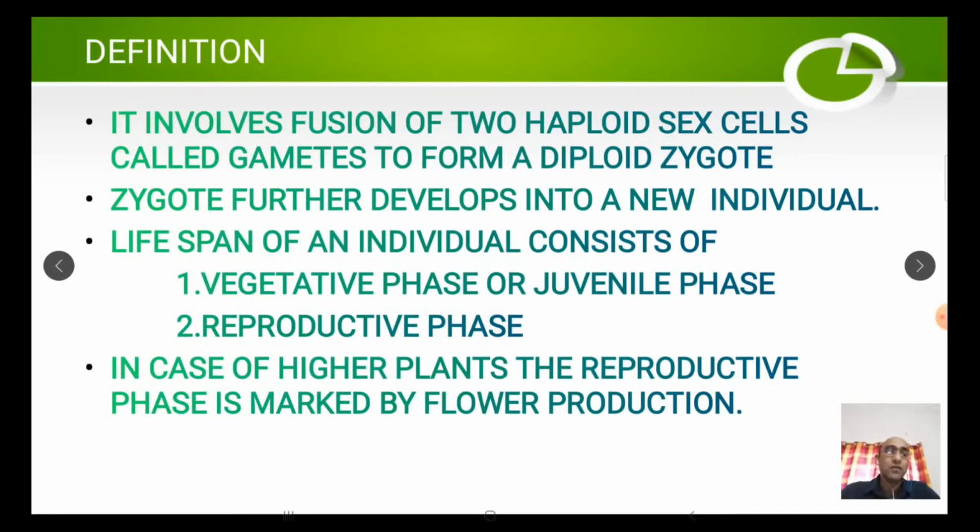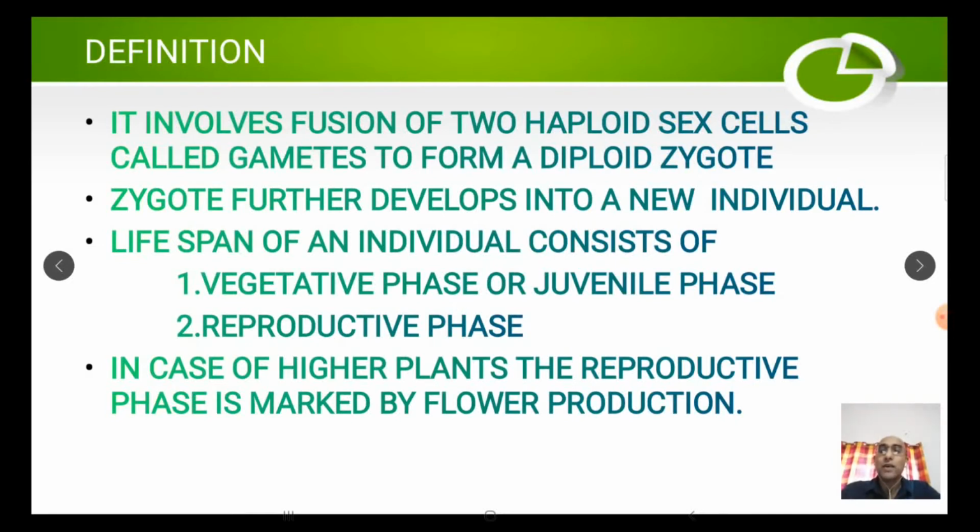Then this diploid zygote later forms an embryo, and that embryo through a series of developments gives rise to a new individual. Got it? This is what sexual reproduction is. This is what the process of sexual reproduction involves.